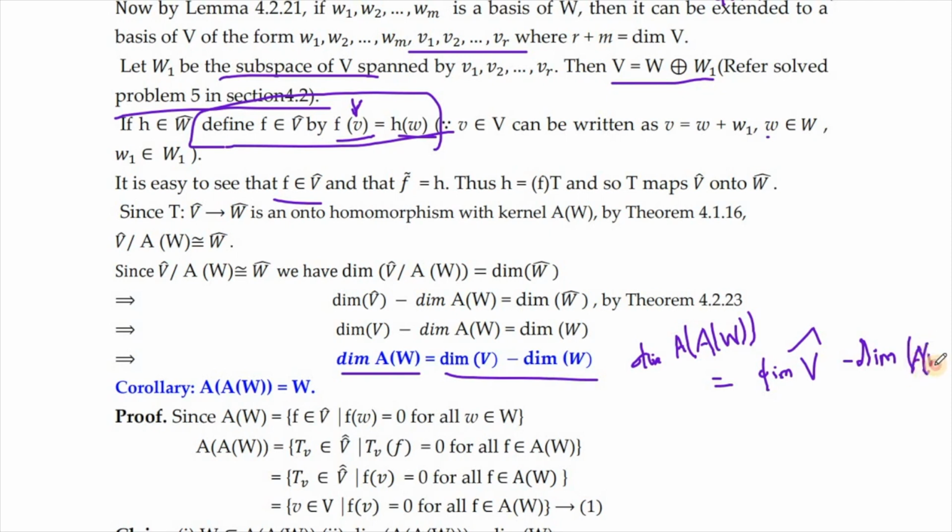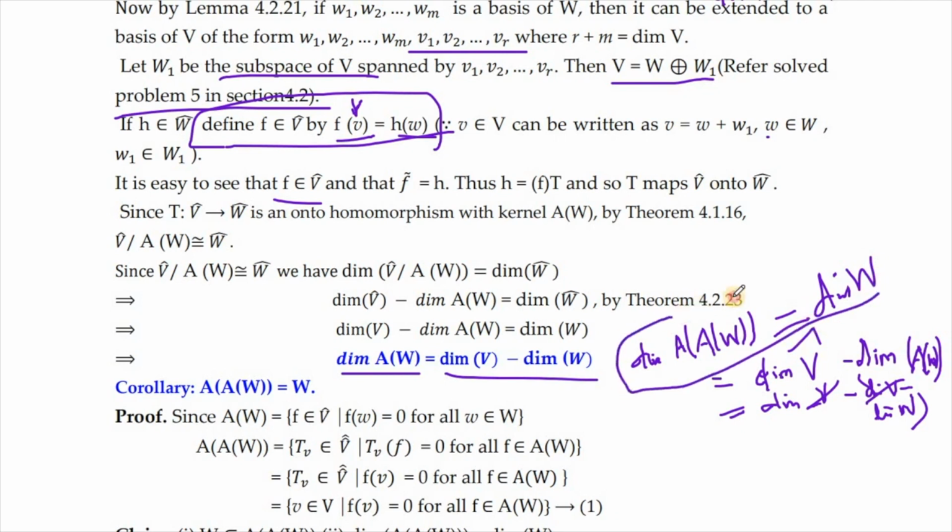So you have to have dimension of V cap the same as dimension of V, and from the previous discussion we have dimension of A of W to be dimension of V minus dimension of W. So within the bracket, this and this will get cancelled, giving minus of minus plus dimension of W. So dimension of A of W will be equal to dimension of W. So this is a consequence of this discussion.